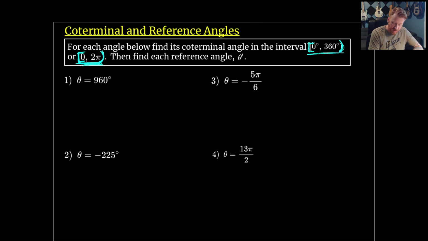So after we find the coterminal angle in these first one revolution intervals, then we'll find the reference angle for each of these. So let's take a look here. Just get rid of my scribbles.